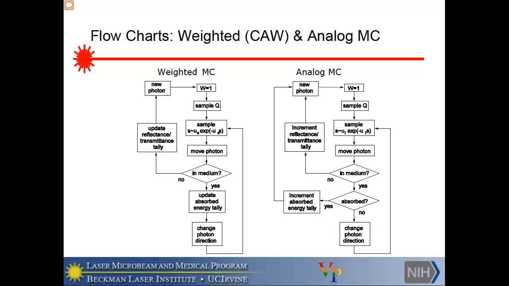Now here's a flow chart, which isn't so easy to see, I'm afraid. It's not very clear. But it compares analog Monte Carlo with weighted Monte Carlo. If you go through it in some detail, you'll see that it simply changes in that here there's a loop which allows a new photon to be generated whenever there's an absorption, and otherwise you go back to this sampling again.